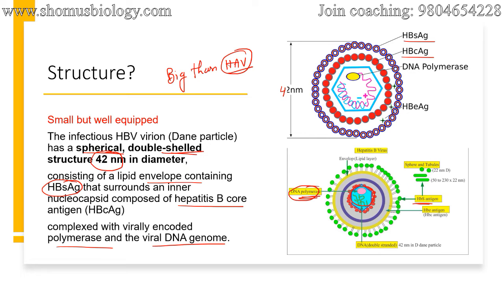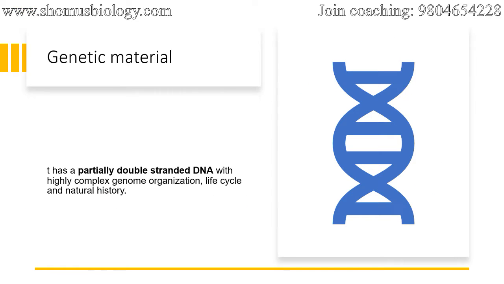You can see the sphere and tubule structures, and HBs antigen is surrounding this whole spherical structure, 42 nanometers in diameter. What is the genetic material? Partially double-stranded DNA with highly complex genome organization is present in hepatitis B, and this is something really unique, because generally a virus contains either single-stranded plus or minus stranded RNA or double-stranded DNA, but this one contains a partially double-stranded DNA.